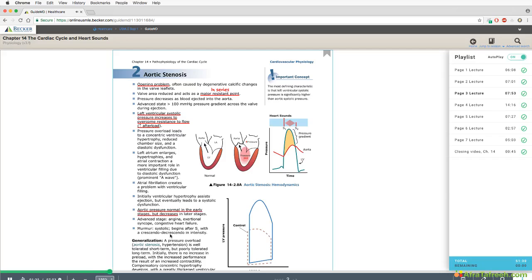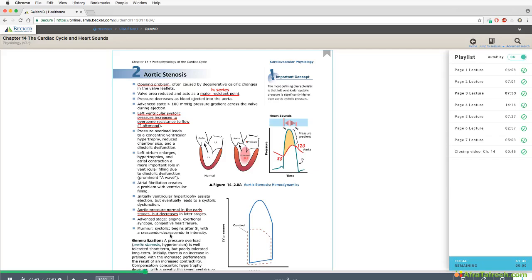It can decrease in the later stages of the disorder, but initially it is normal. Therefore, systolic pressure is 120, diastolic pressure is 80. Now, the big point on this figure is you have a pressure gradient across that narrow opening when you're injecting blood. That pressure gradient is a pressure you're losing overcoming resistance.